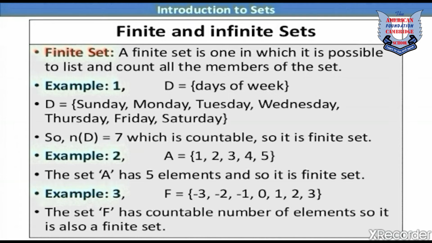Example number 2. Set A is equal to 1, 2, 3, 4, 5. Elements of this set are countable, so that means it is also a finite set. Example number 3. Set F contains -3, -2, -1, 0, 1, 2, 3. As you can see, there are 7 members in this set. So set F has a countable number of elements. So it is also a finite set.